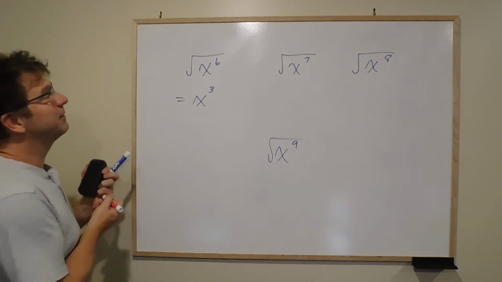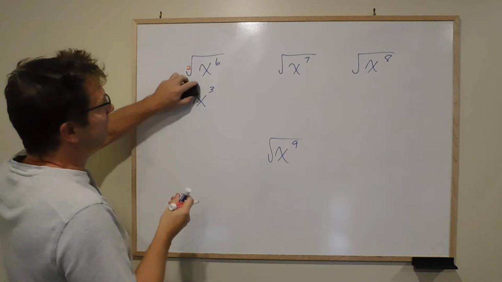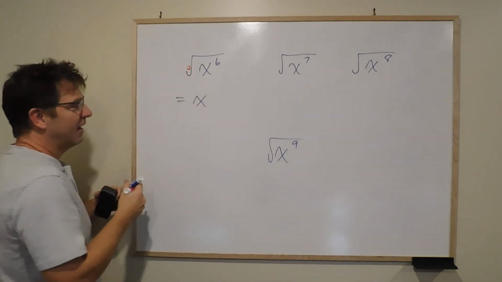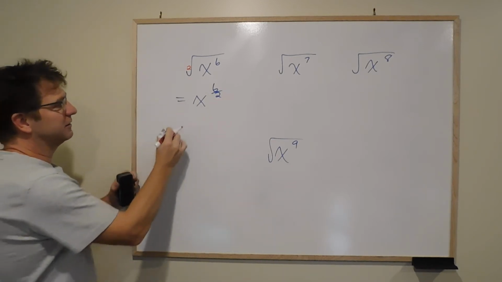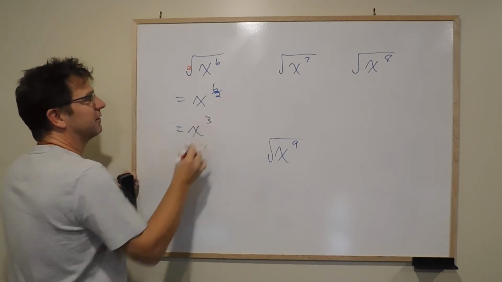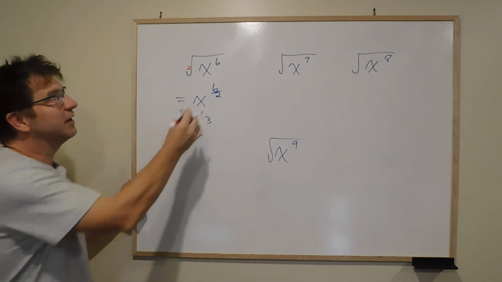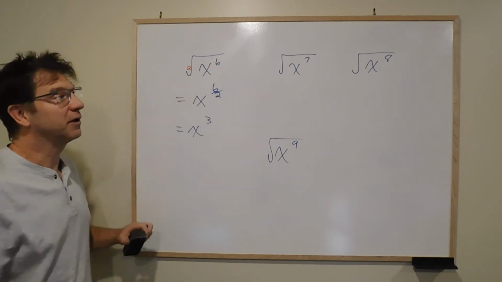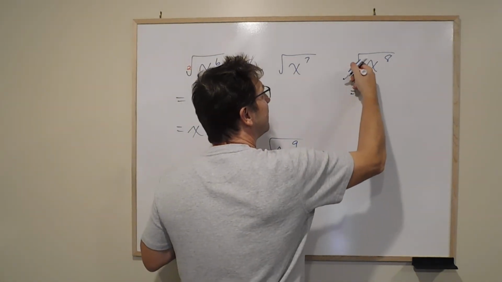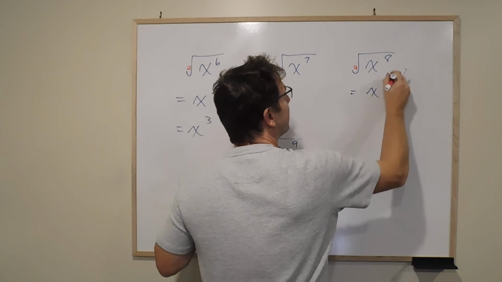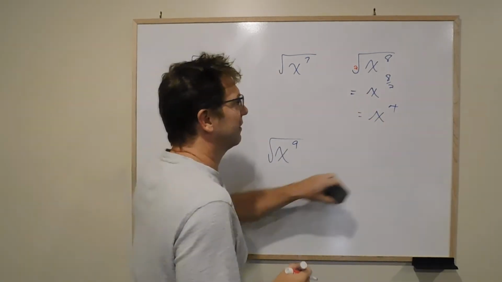And why is it? Because, remember, square root, the index is 2, which means if I rub this out, I have x to the 6 divided by 2, and that works out really nicely as x to the 3. Okay? It's true for all these even numbered exponents. So if we go over here, x to the 8, well, my index is 2, so 8 divided by 2 is x to the 4, right?